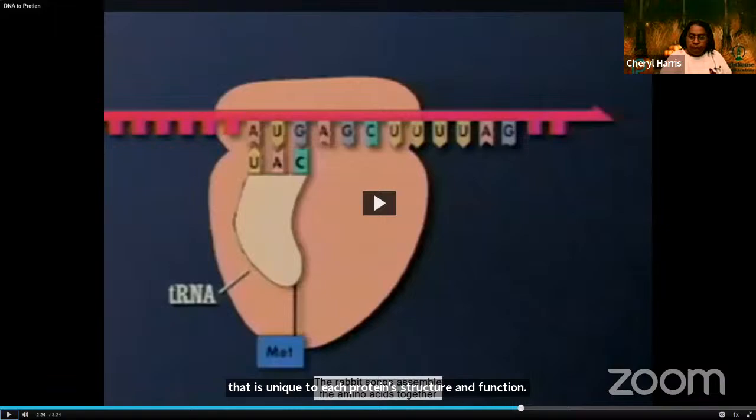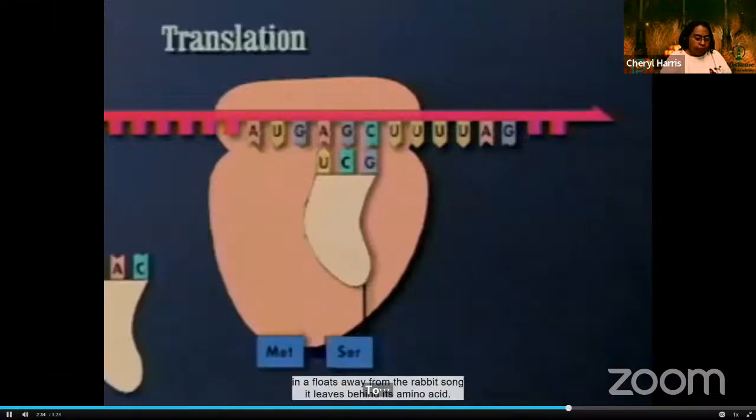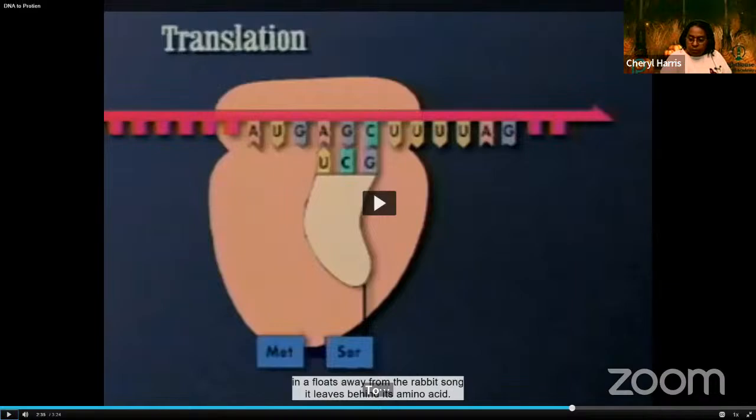All right, so I want to go back just a little bit. So we had transcription. It happened in the nucleus, and it is the messenger RNA making a copy. So it transcribes what the DNA wants it to know. Messenger RNA leaves, it comes to the ribosome.